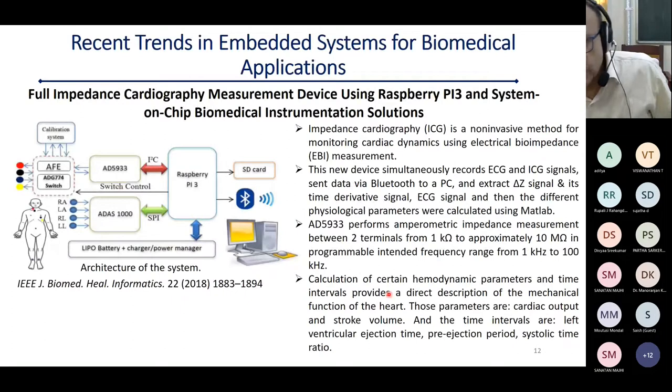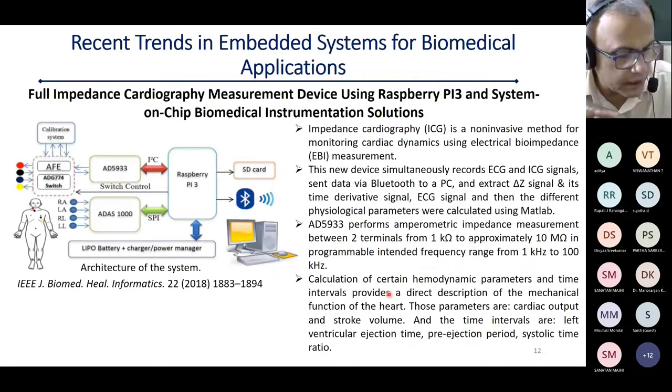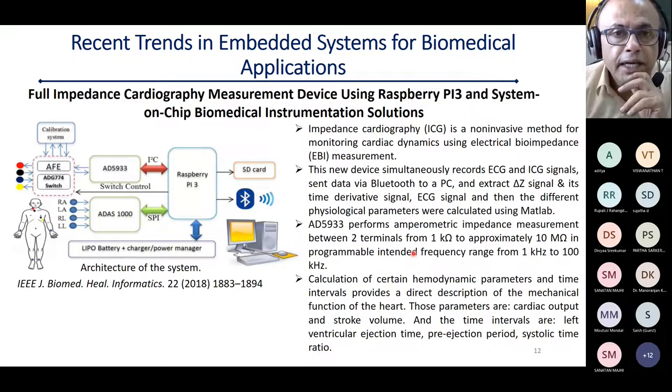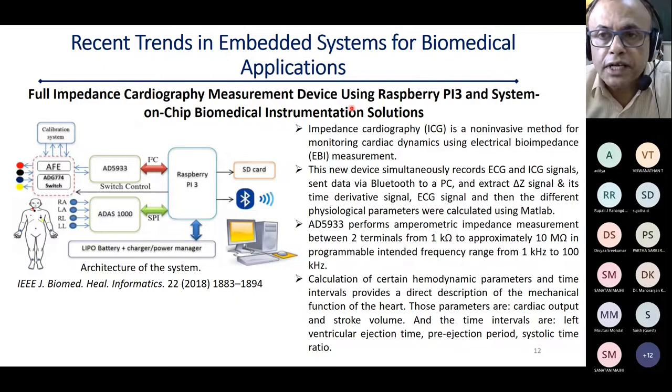Now, with this small, general introduction of the embedded system, what it is, I will now go to the specific application. Recent trend for the biomedical application: full impedance cardiography measurement device using the Raspberry Pi 3 and system on chip biomedical instrumentation solution. This is actually the paper I am now citing. In 2018, it was published in the IEEE Journal of Biomedical Informatics. This is the whole architecture I have shown you.